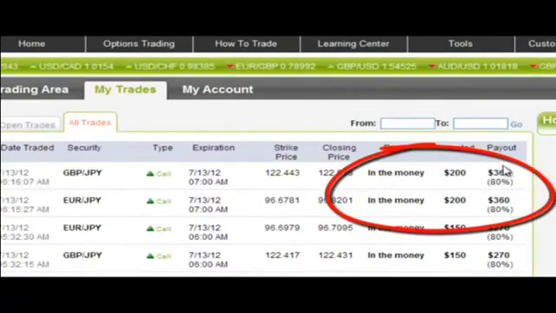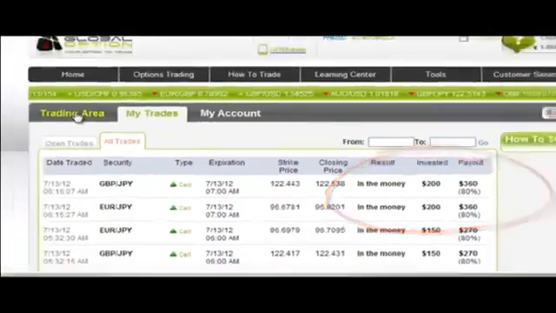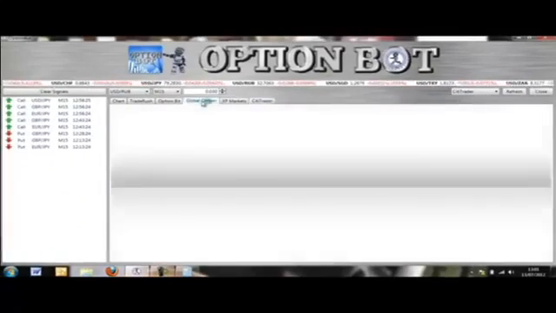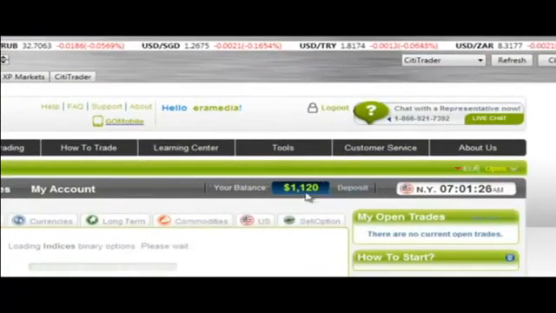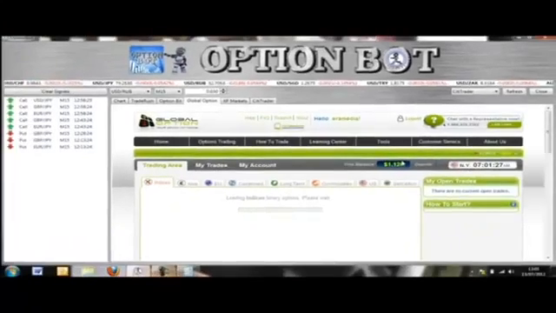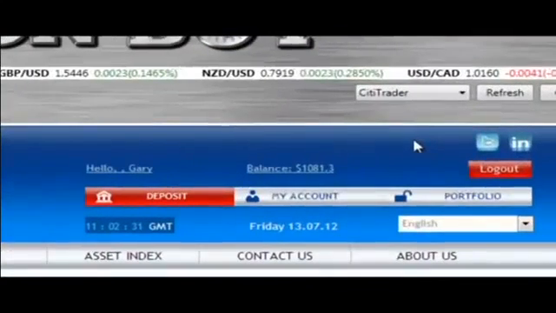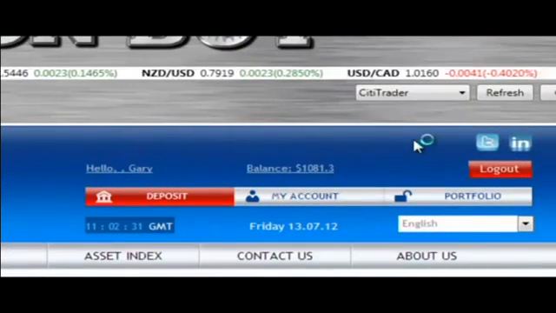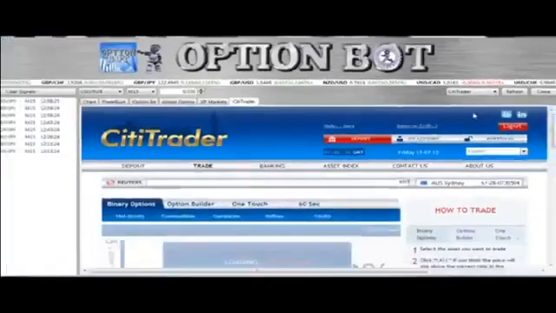Okay, so I'm back and you can see that both trades were successful. I'm showing a profit on Global Option, which has pushed the balance from $800 to $1,120, as you can see here. With CityTrader, I now have a balance of $1,081.30.